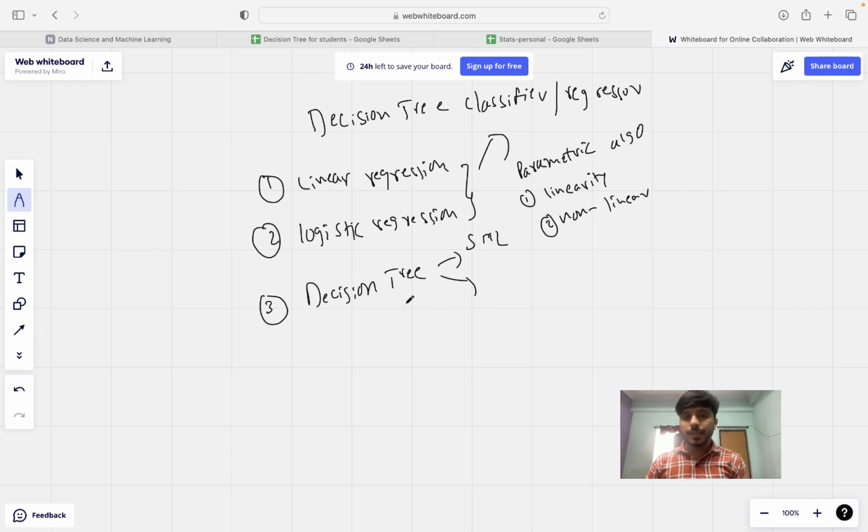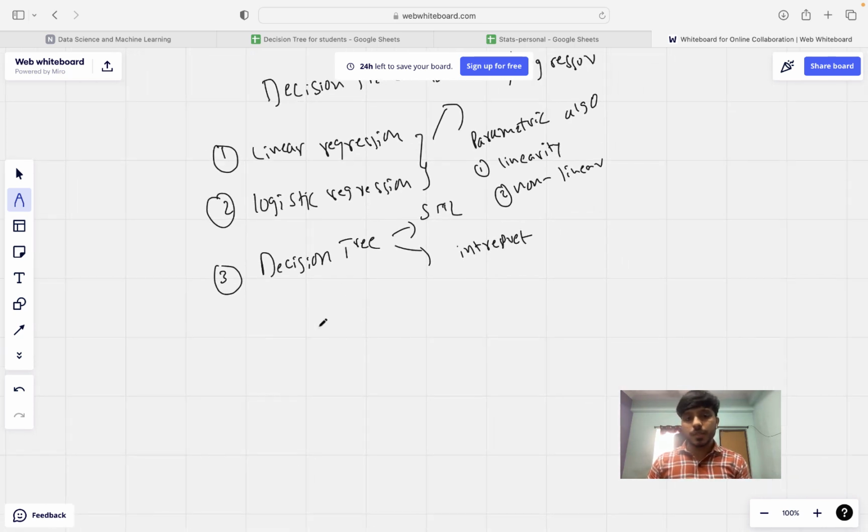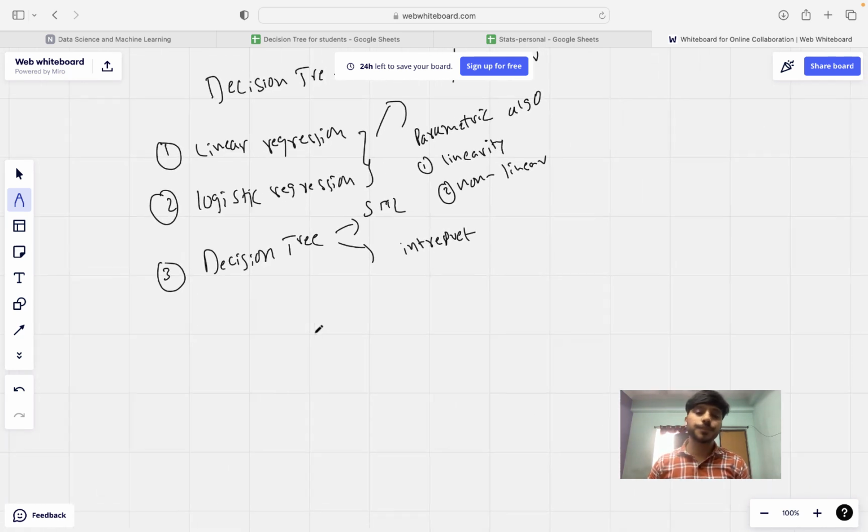Not only that, decision trees are pretty simple to interpret. You can literally visualize them after you are done with the training of the algorithm, and they are easy to understand as well. Besides this, we have many more advantages of decision trees. We'll cover them at the end of this session. But let us understand how the decision tree works.